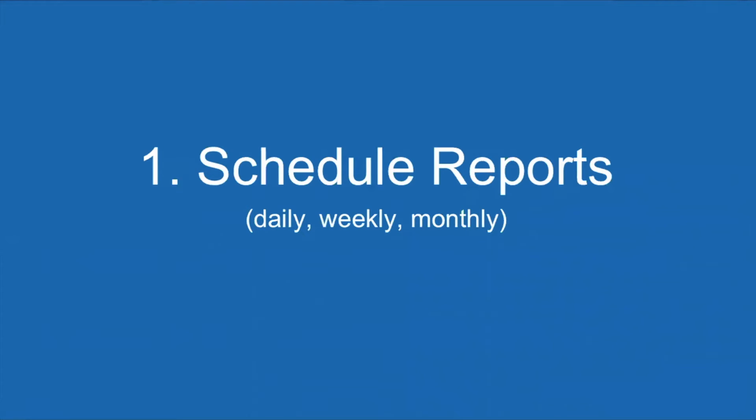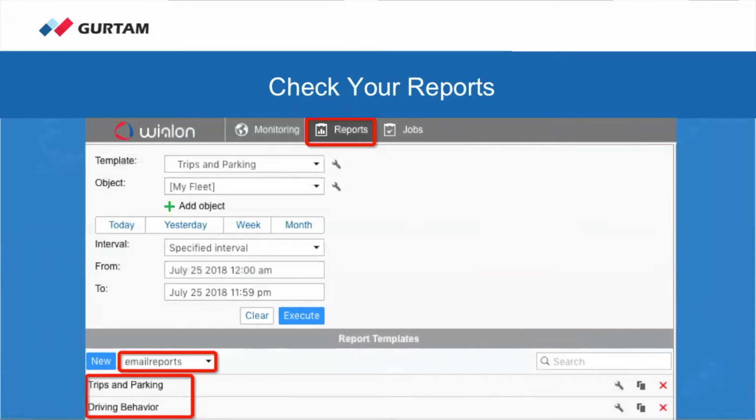So schedule reports, let's start. It's right here in the platform. The first step would be to check which reports you have, in which account, in which resource you have those reports. So on that slide, you see next to the new button, I'm looking at the reports that belong to the account that is called email reports. That's actually the name of the account. And here I have two reports, trips and parking and driving behavior. So these are the two reports that I want to send my customers on a schedule.